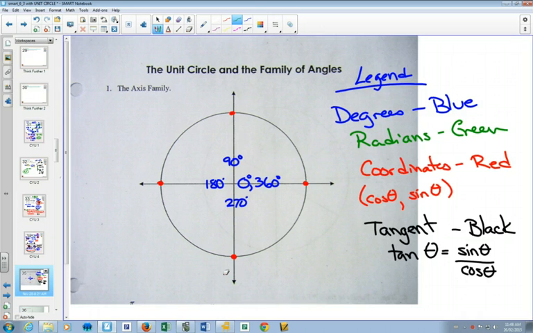Then in radians, 0 and 360 is the same as 0 and 2 pi. You know that 180 is the same as pi. 90 degrees is half of 180, so it would be half of pi. And 270 is 3 pi over 2.